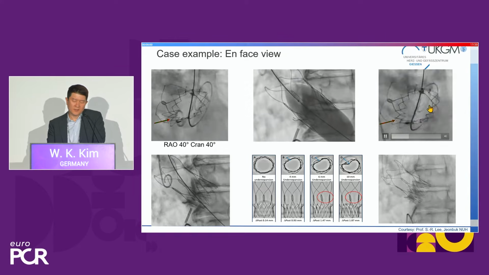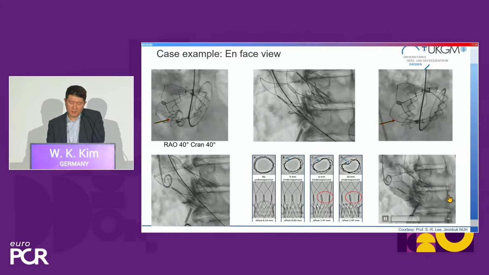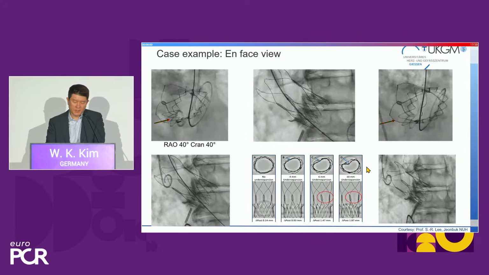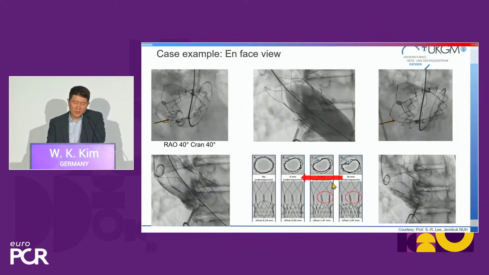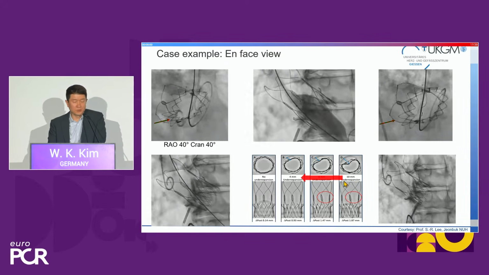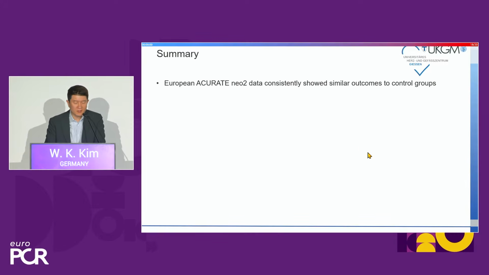And after that, I think it's not a big difference, but I think it looks more circular in shape, and PVL was gone. And of course, we didn't achieve a perfect outcome, but if you look at the scale of different degrees of underexpansion, I think we achieved an improvement from very severe underexpansion to probably mild underexpansion, which may be sufficient already. So I would like to summarize: European Accurate NEO2 data consistently showed similar outcomes to control groups.